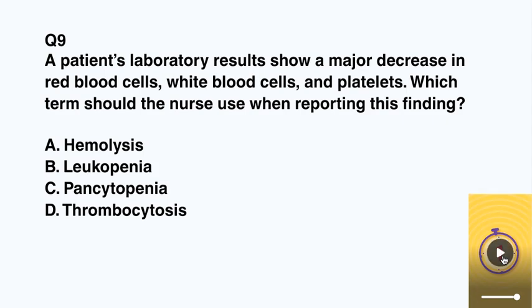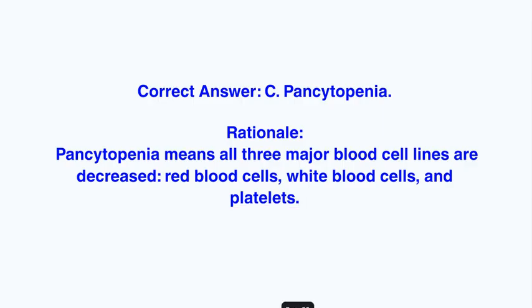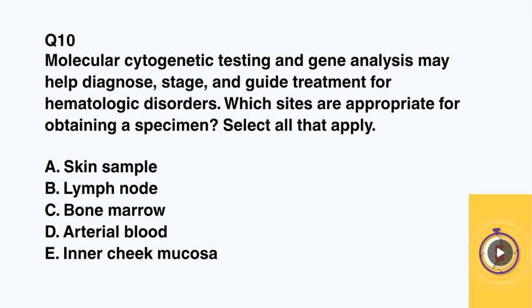So the correct answer for question number 9 is, let's look at it together. Letter C, pancytopenia. The rationale: pancytopenia means all 3 major blood cell lines are decreased, and these are red blood cells, white blood cells, and platelets. Let's go to question number 10.